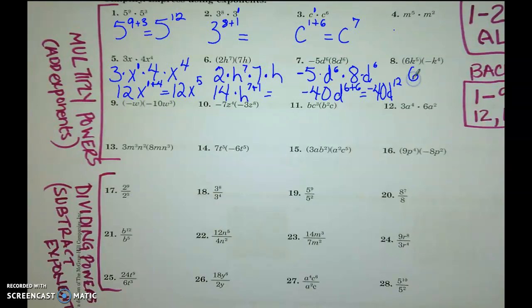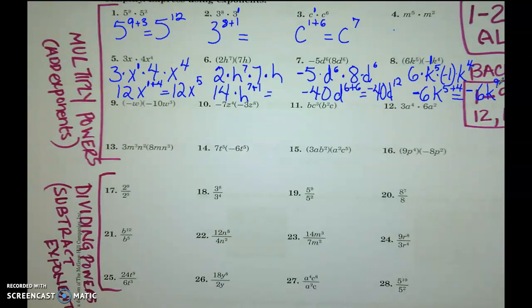Okay, number 8. Breaking it apart, we have 6 times k to the 5th. There is not a coefficient written in front of our k, so we're going to treat it as a negative 1. So times negative 1 times k to the 4th. So 6 times negative 1 is negative 6. And then k to the 5th plus 4th. And that's going to end up giving us negative 6 times k to the 9th power.